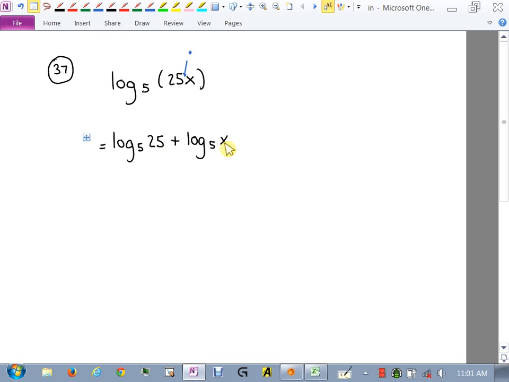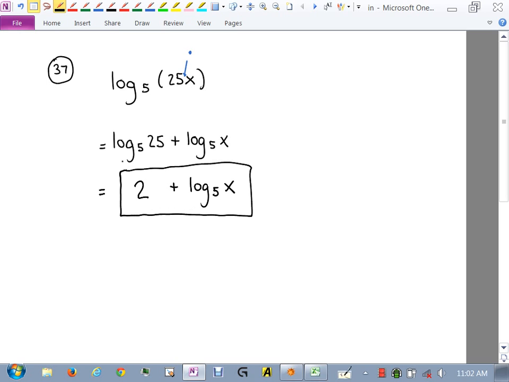Over here you have a number and then a variable. So you don't know what x is, so there's nothing more you could tell me about this. This one is actually asking the question, 5 raised to what power is 25, right? That's 5 squared. Because we can look at that and figure out what it is, we replace that entire expression with 2. So it just becomes 2 plus log base 5 of x.